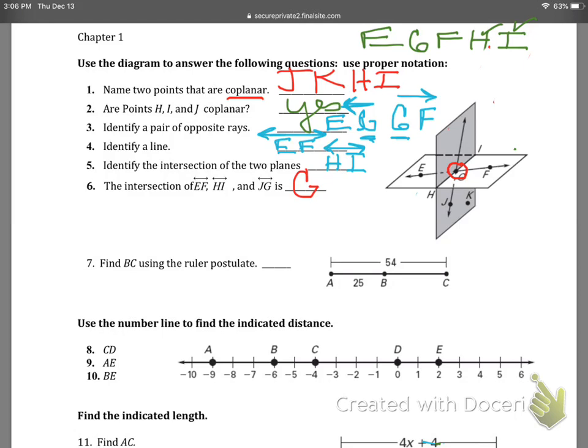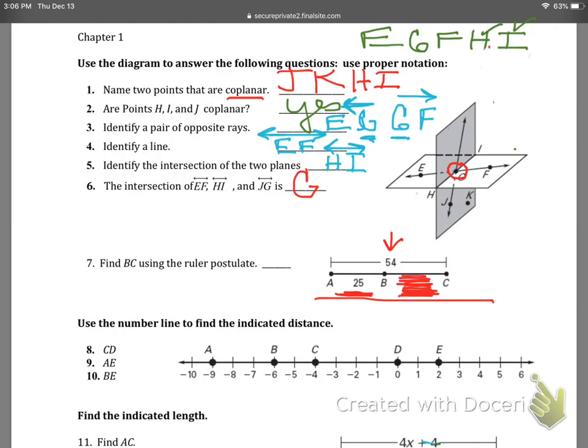So now we're no longer looking at that figure. We're instead looking at this figure right here. And it says find BC using the ruler postulate. So in math, whenever you can get an equation, you want to do that. Okay, so I need to find BC. I know that if I take AB right here and BC and add them, I will get the entire sum. So I'm looking for only BC, which is right here.